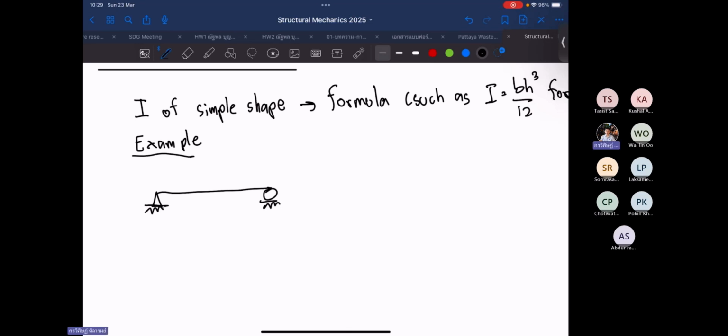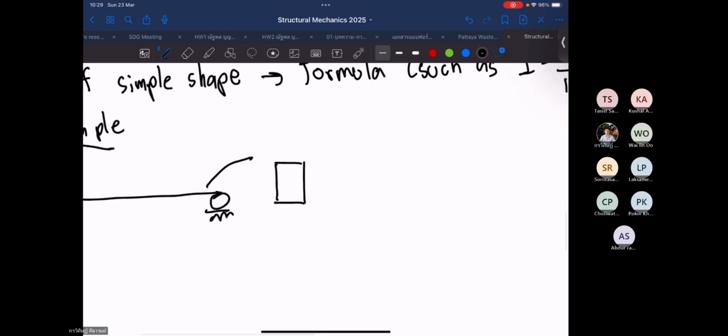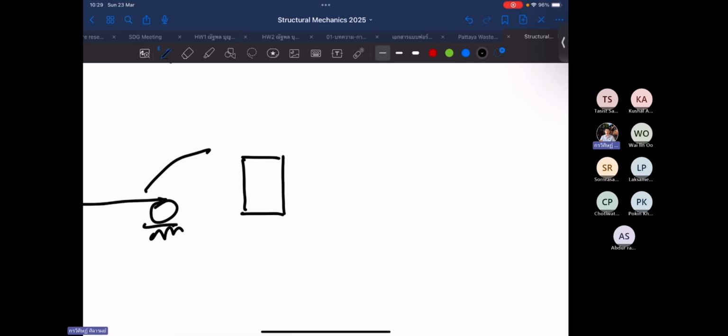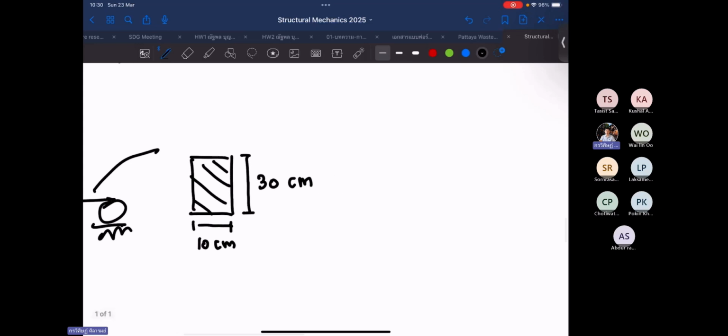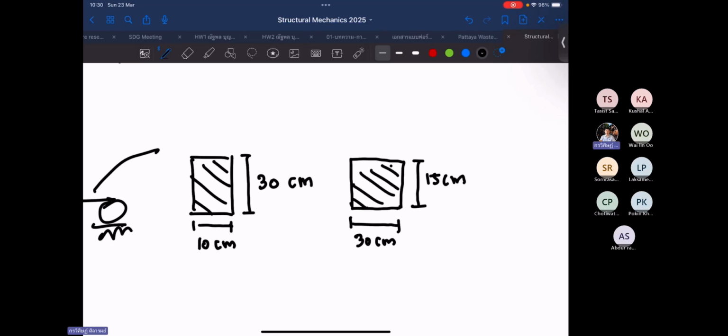and the contractor asks me whether this solid section, one has the dimension of, let's say, 30 centimeter by 10 centimeter, and the other section is, let's say, 30 centimeter by 15 centimeter.